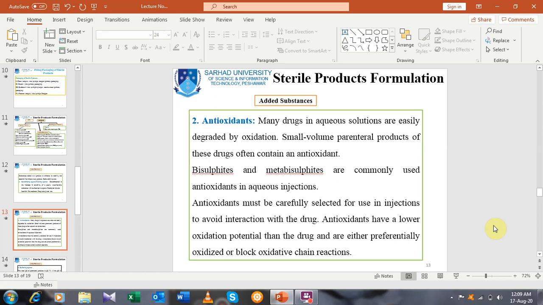Antioxidants have a lower oxidation potential than the drug and are either preferentially oxidized or block the oxidative chain reaction. In this way, the products are stabilized and oxidation is avoided, by using a suitable antioxidant which is compatible with the active pharmaceutical ingredients as well as with the rest of the excipients of the formulation.